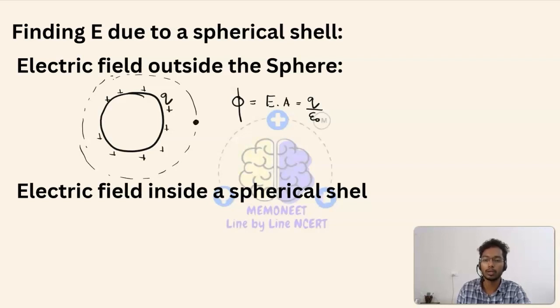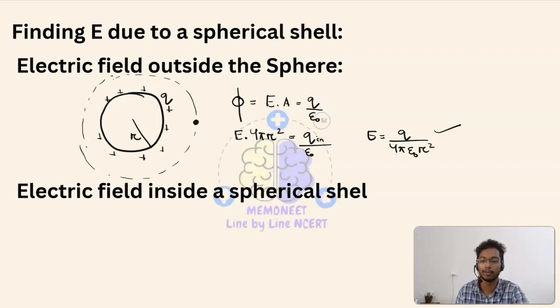So the electric field, E into A. What is A? Area of the shell, that is 4 pi r square. Let the radius of the shell be r. E into 4 pi r square is equal to q enclosed upon epsilon naught. So the electric field is equal to q upon 4 pi epsilon naught r square. So this is the electric field for the spherical shell. I have discussed it earlier also in the electric field section.